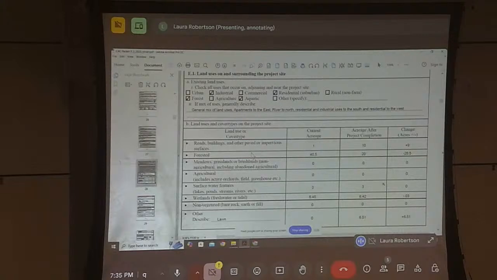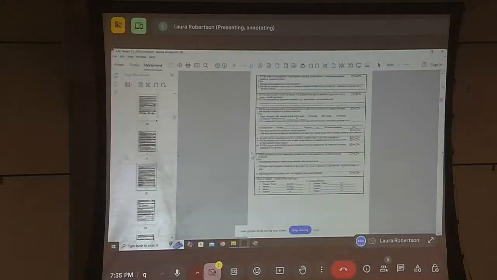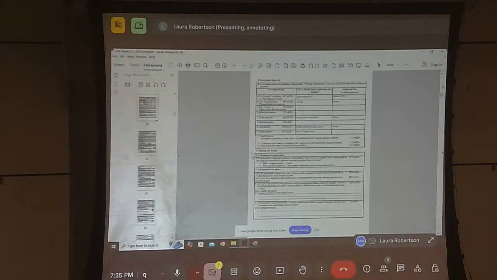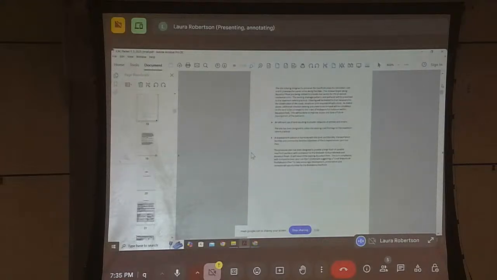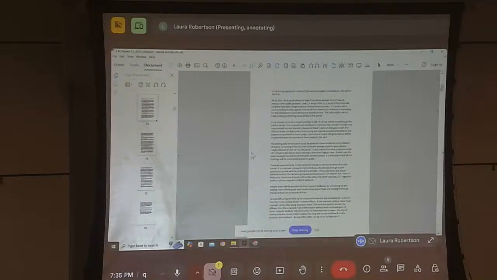That's this table right here, which doesn't match what they described. Yeah, that consistency needs to be clarified. And the added lawn space shouldn't be considered any forested or open space if they were thinking of that.